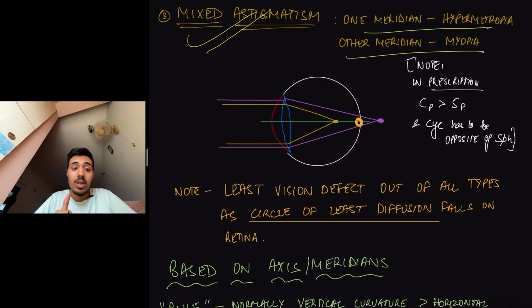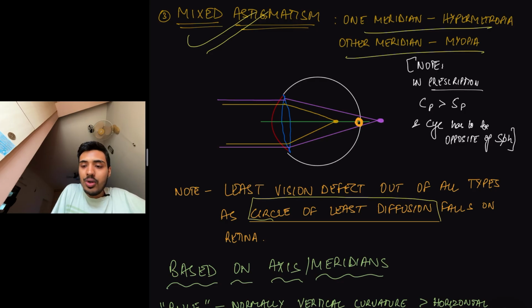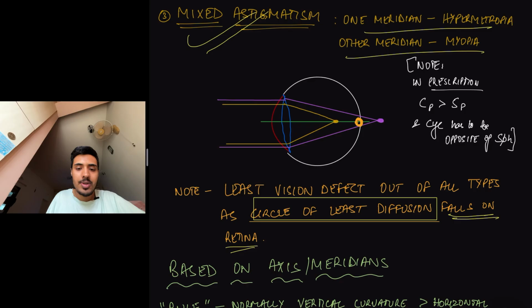But the one special thing about mixed astigmatism is that the least visual defect out of all types of astigmatism is in mixed astigmatism, because the circle of least diffusion falls on the retina. Now, what is the circle of least diffusion? You will find out when I talk about Sturm's conoid, but for now, remember that the least vision defect is in mixed astigmatism.